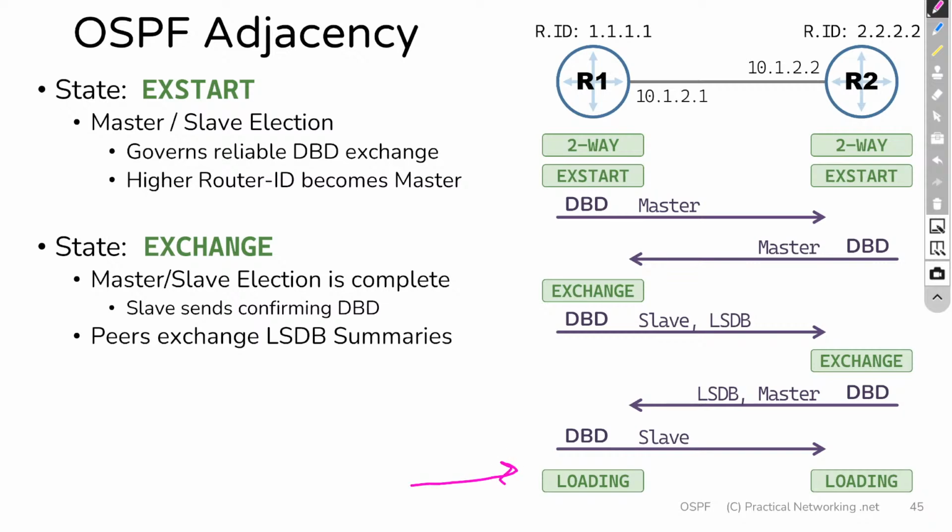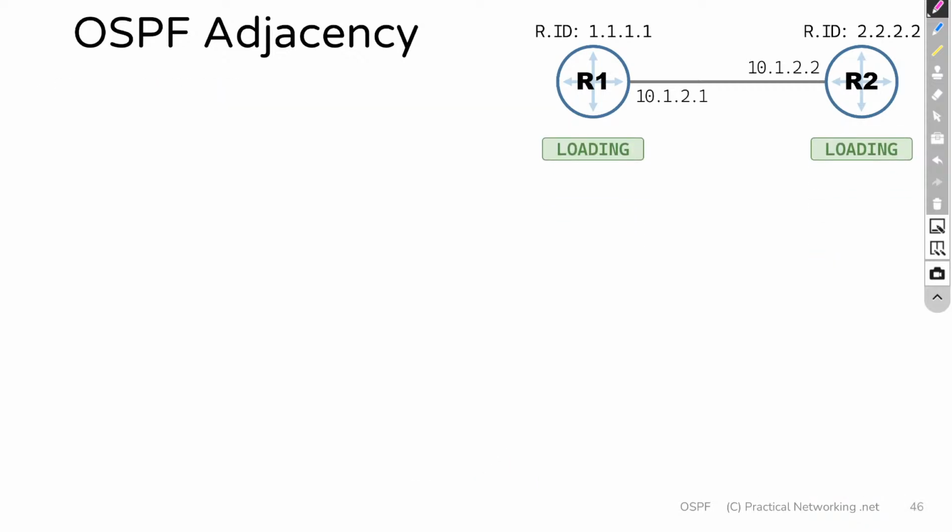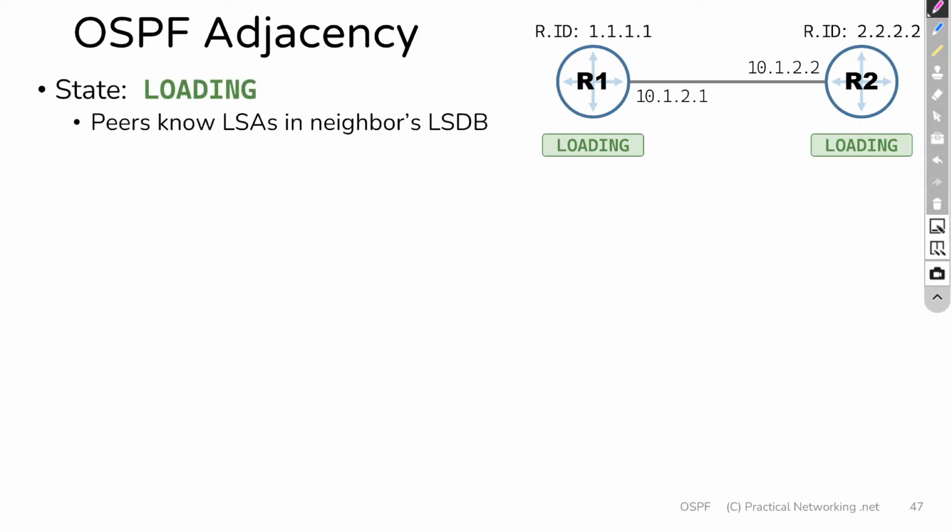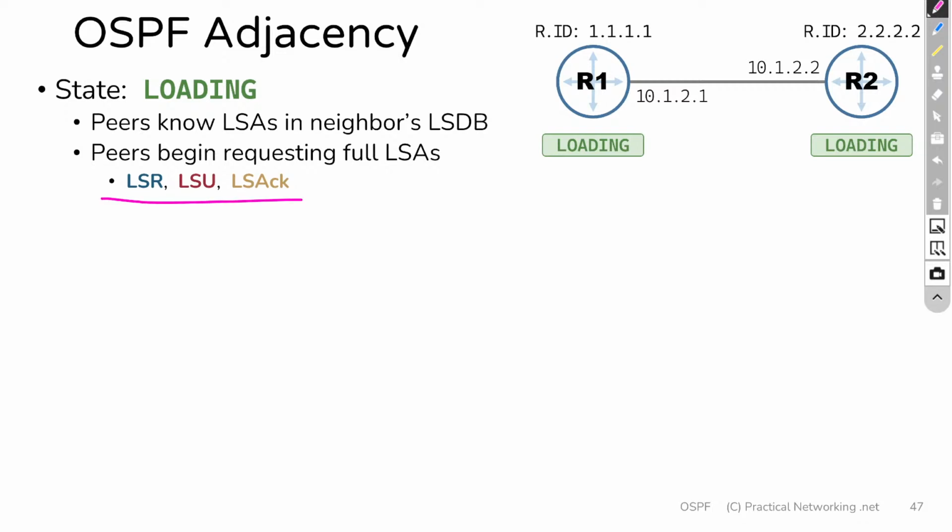In any case, once each peer has each other's link state database, they are currently in the loading state. In the loading state, they know the LSAs that each of them has, and they start figuring out which ones they need. For all of the LSAs that they need, they'll go through an LSR, LSU, LSAC process.